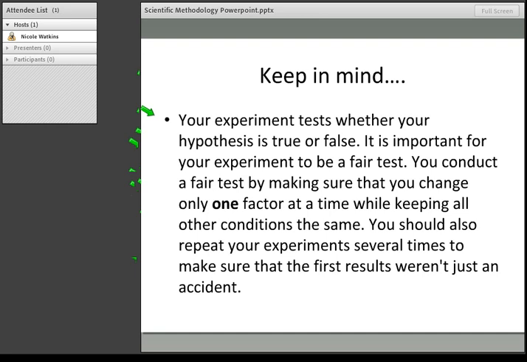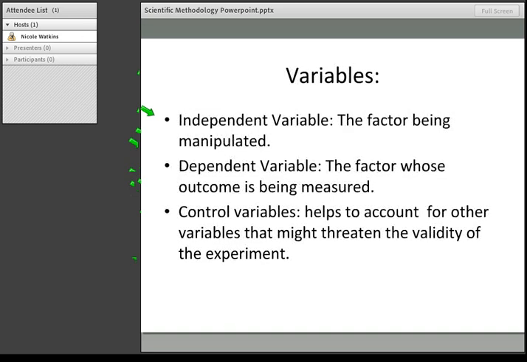So keep in mind, when you're doing experiments, you have formulated your hypothesis, and your experiment tests whether your hypothesis is true or false. It is important for your experiment to be a fair test. And we're going to talk about this because this is when variables come into play. You conduct a fair test by making sure that you change only one factor at a time while keeping all other conditions the same. You should also repeat your experiments several times to make sure that the first results weren't just an accident. That is replication. Okay, so we'll talk a little bit more about these now.